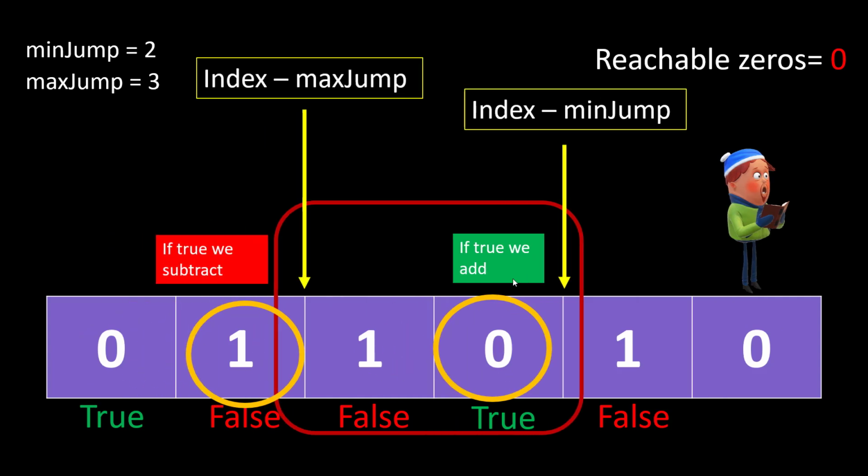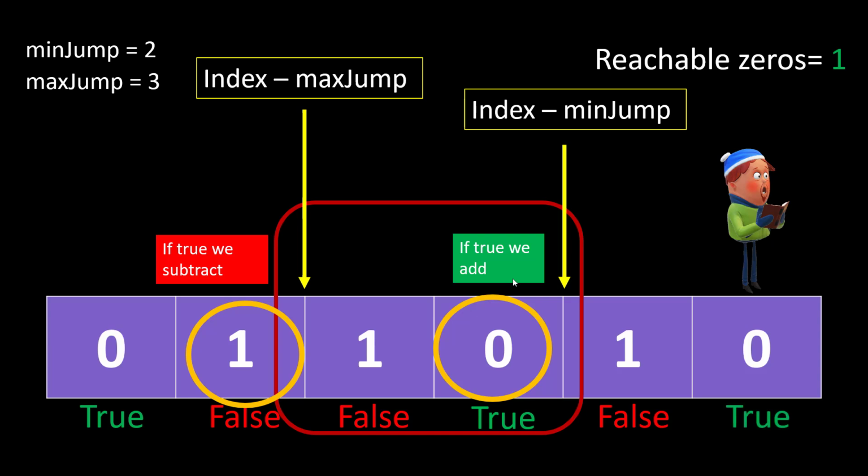Now we move again. In this case, the value removed from the window was false, so we do not do anything with the reachable 0, but the value that is getting added into the window is true, so we increment the reachable 0 to 1. At the current index the value is 0 and the reachable 0 is also greater than 0, so we put true in this case.